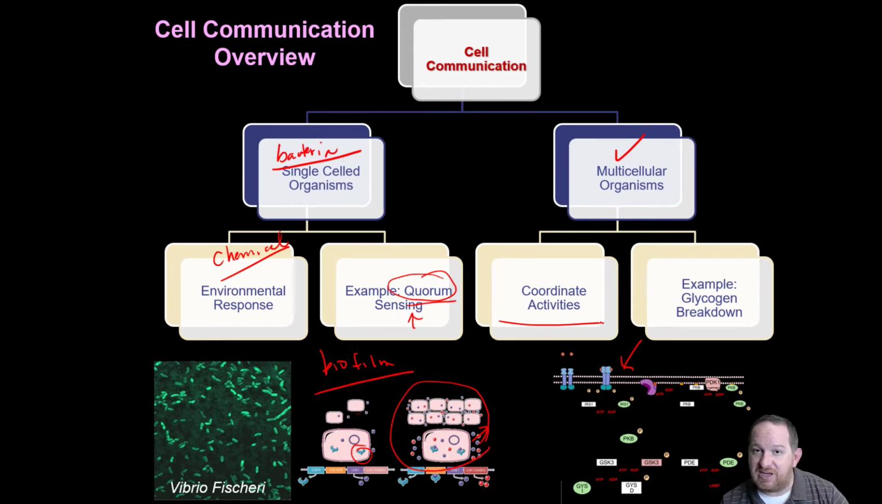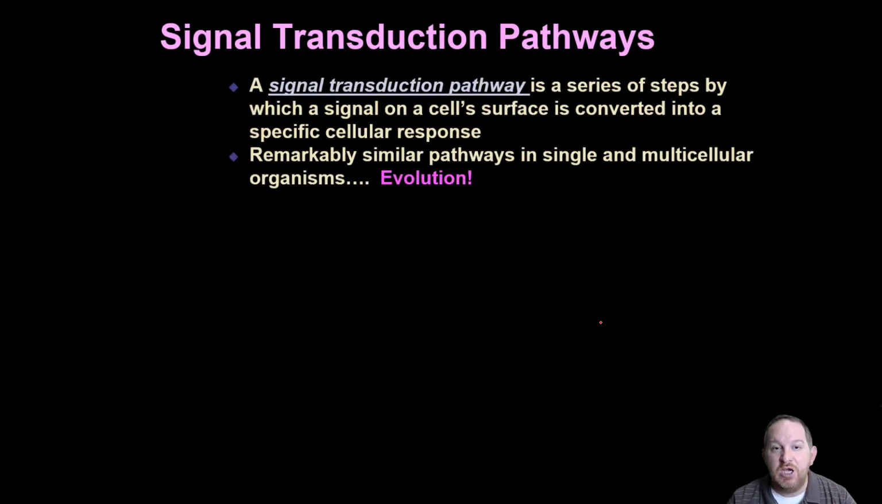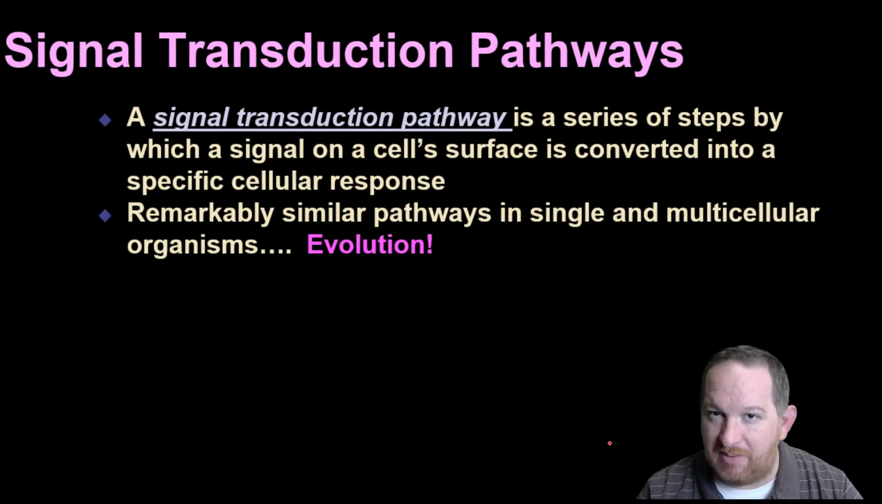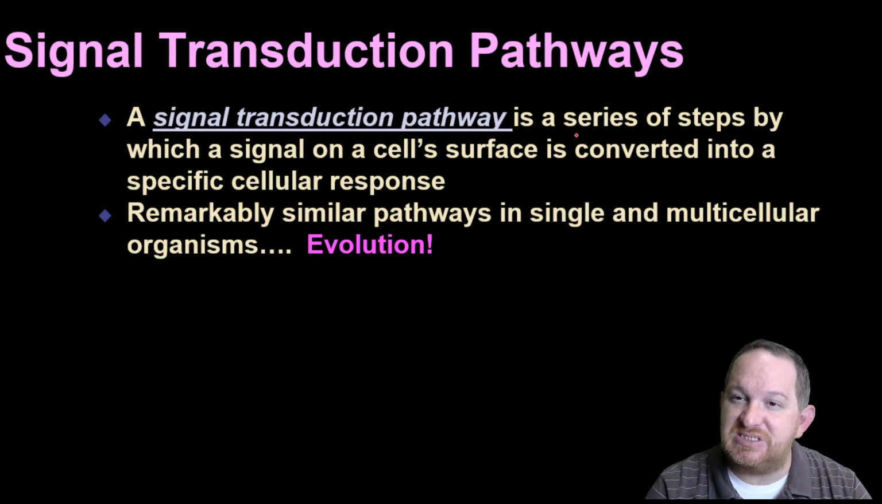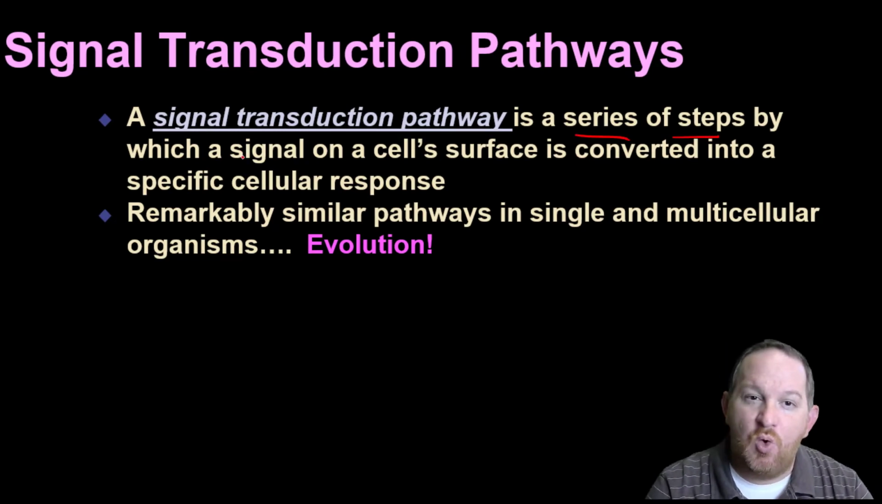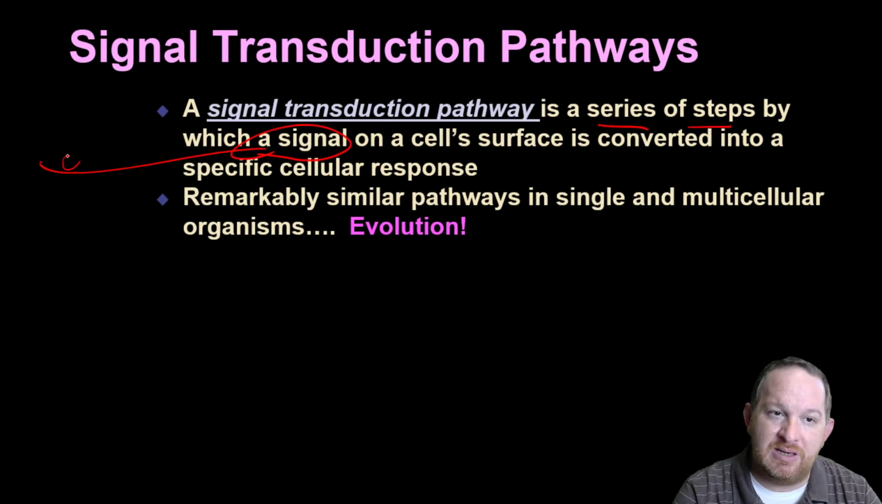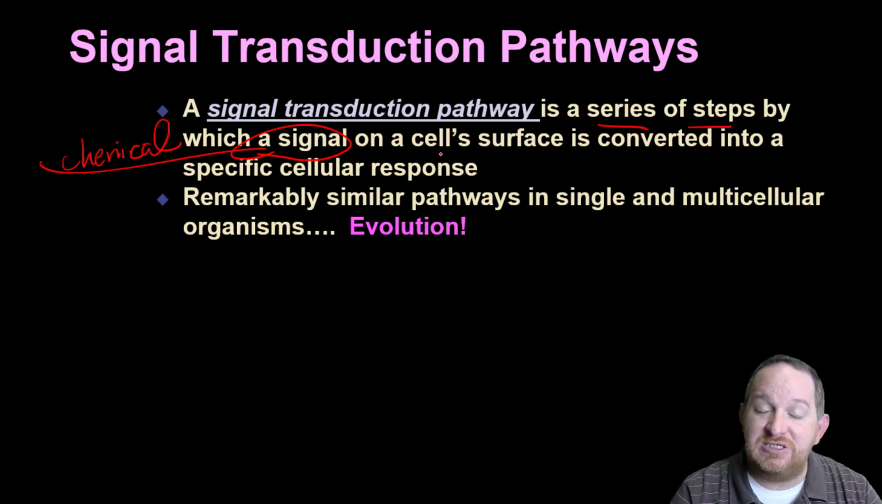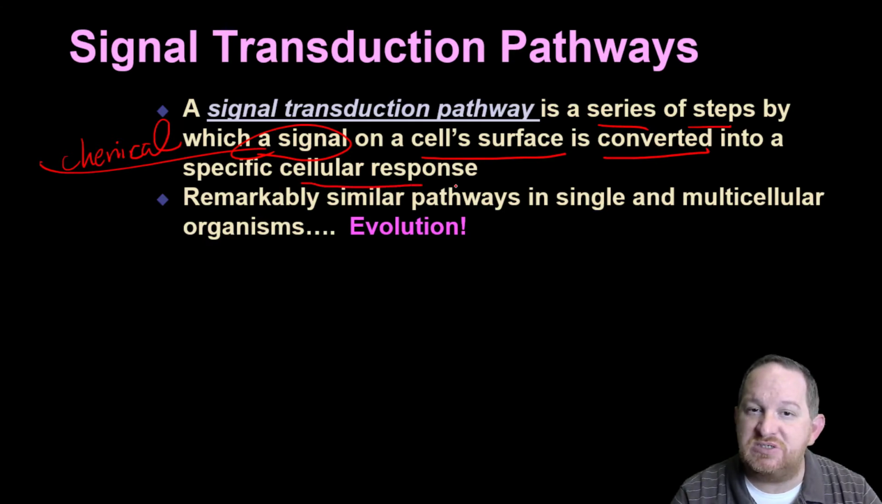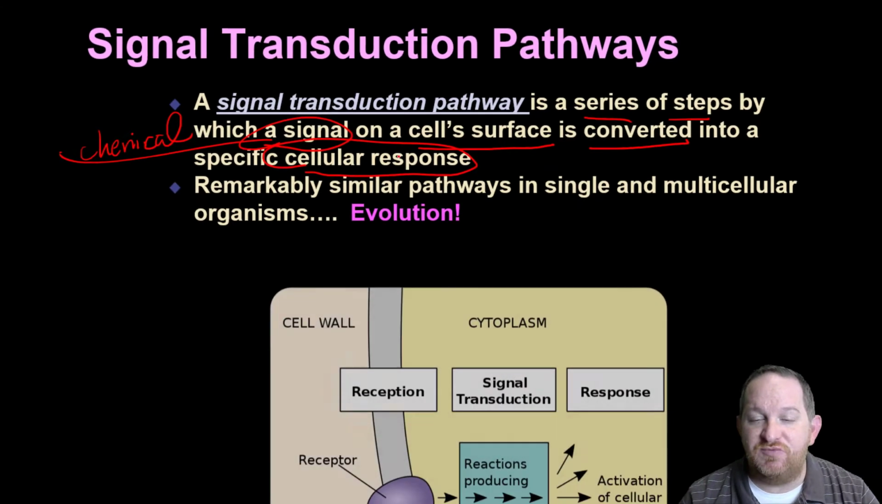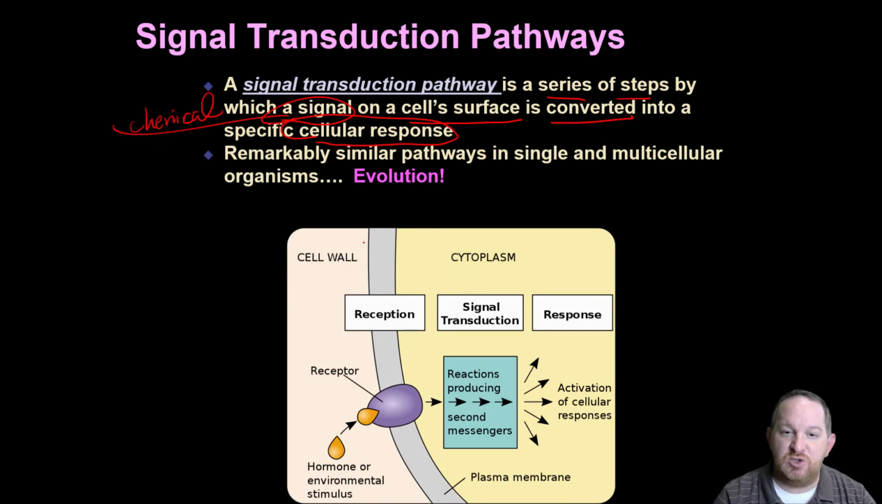Now, I'm going to give you several examples through the rest of this video of how cells communicate. So a signal transduction pathway, I mentioned this word earlier, is really just a series of steps where a signal, normally a chemical signal, is received on the surface of a cell and then is converted into some response in the cell. So if you take, for example, here, here's a cell wall or a cell membrane. Here's the inside of the cell.